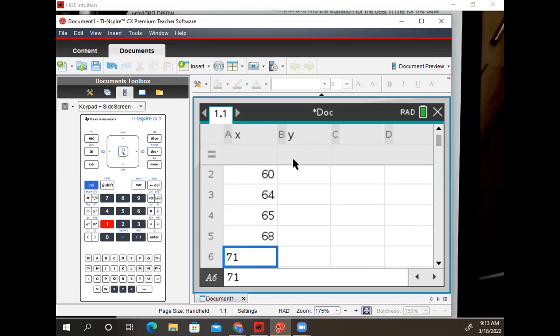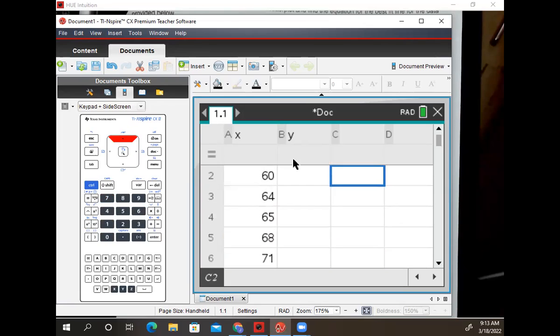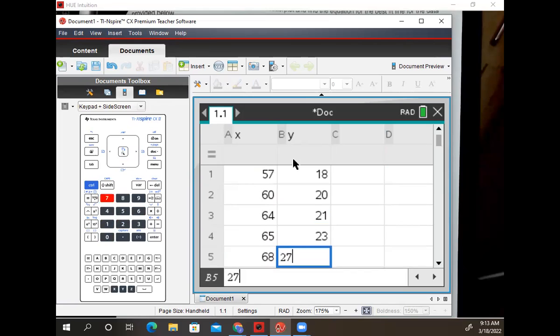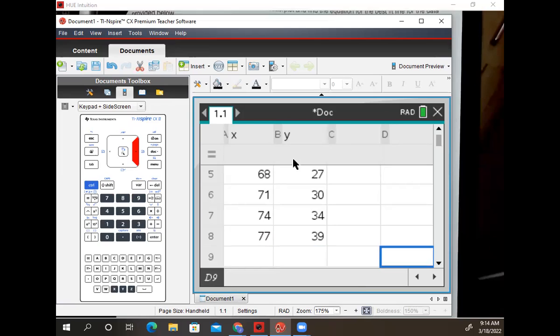These are all my temperatures. Don't forget to hit enter after you enter that last value. Oop, and then I'm a little too far over. I'm going to go over here to the Y and enter the matching Y into the Y column. So 57 degrees Fahrenheit, we heard 18 chirps, and then 20, and then 21, and so on and so on. I'm just copying that information from my table on my paper into my table in my calculator. And again, don't forget to hit enter after you type in that last value.